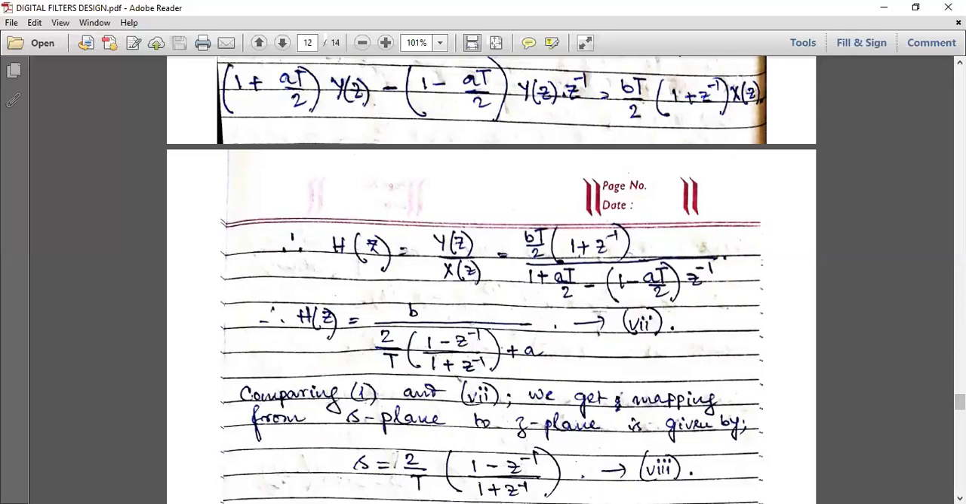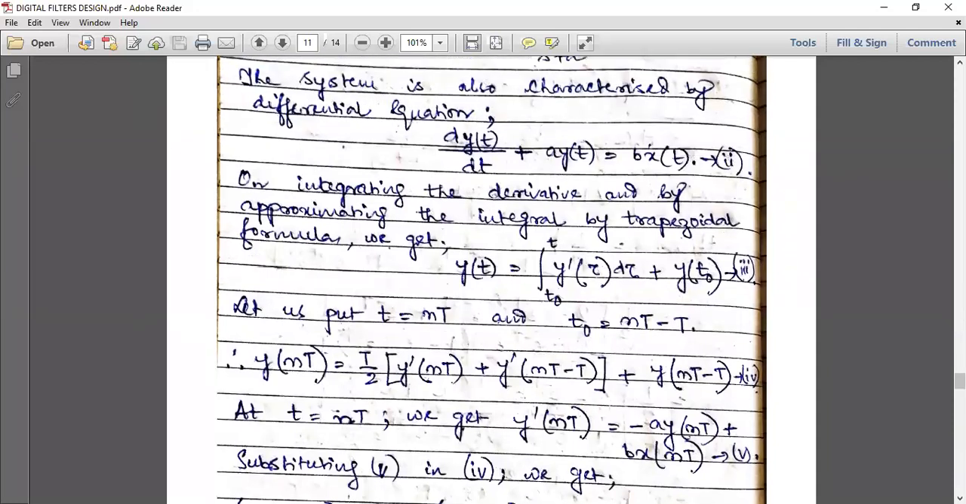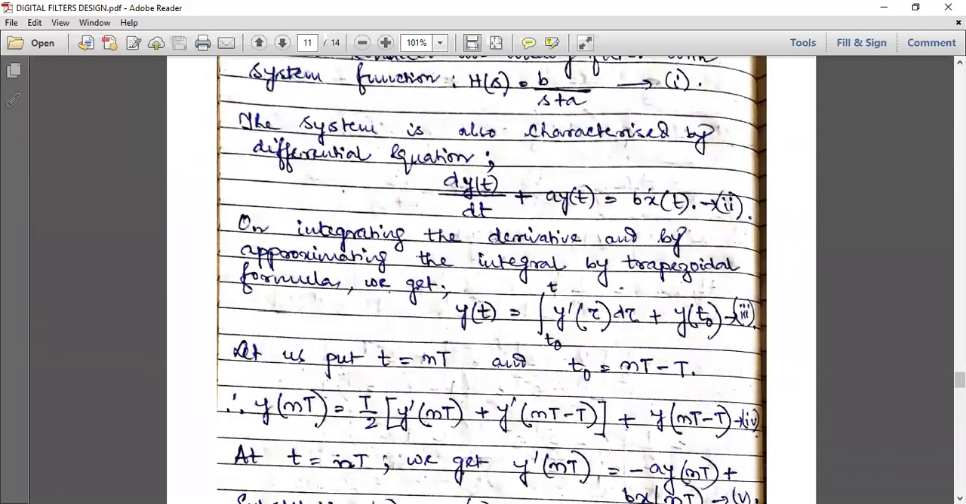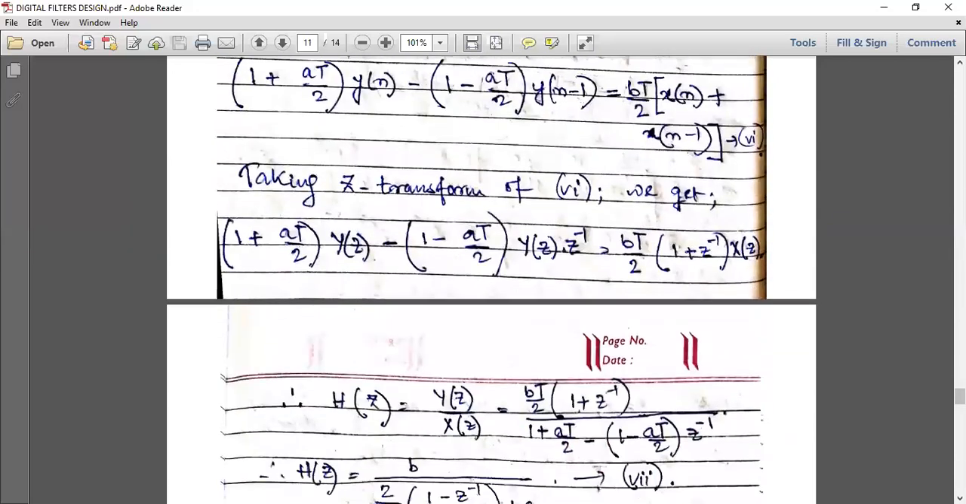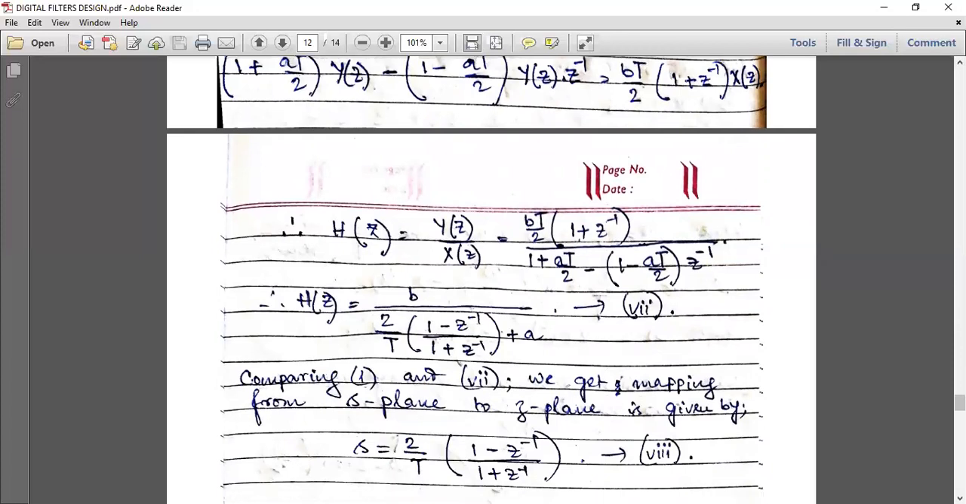Now you compare this 7th equation with your first equation. What was your first equation? H(s) equal to b by (s plus a). Now what is H(z)? H(z) is b by (2/T into (1 minus z inverse) by (1 plus z inverse) plus a). That means your a and b are remaining in the places where they are. Just s has changed from s plane to z plane, and the value of s turns out to be 2 by T into (1 minus z inverse) by (1 plus z inverse). Clear?